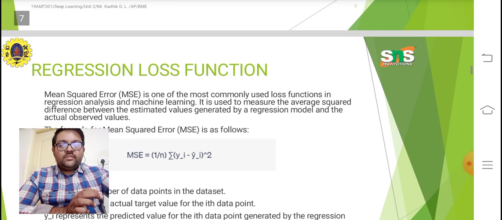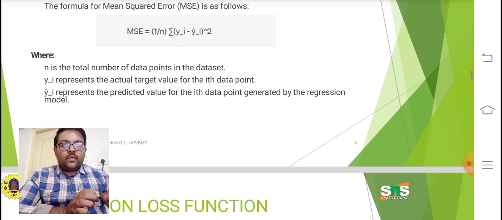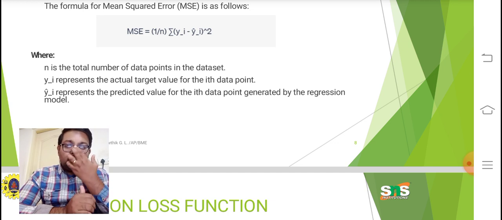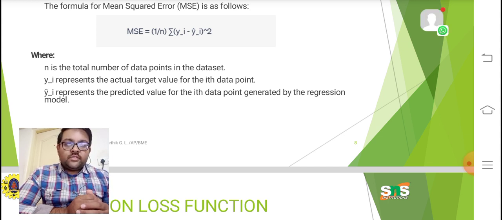What is n? n is the total number of data points in the data set. y_i represents the actual target value for the ith data point. ŷ_i represents the predicted value for the ith data point generated by the regression model.